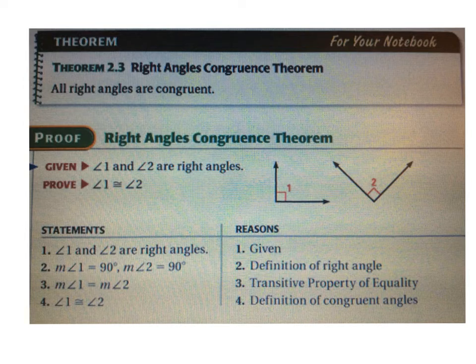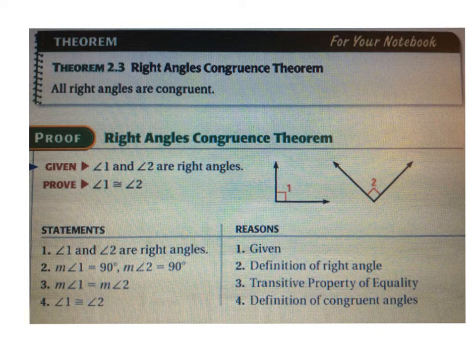So we have this example proof here. We have the given that angle 1 and angle 2 are right angles, and we need to prove that angle 1 is congruent to angle 2. So we know that the first step is going to be the given. Again, the given there was angle 1 and angle 2 are right angles. We know the last step is going to be angle 1 is congruent to angle 2, so that's what we're working towards.